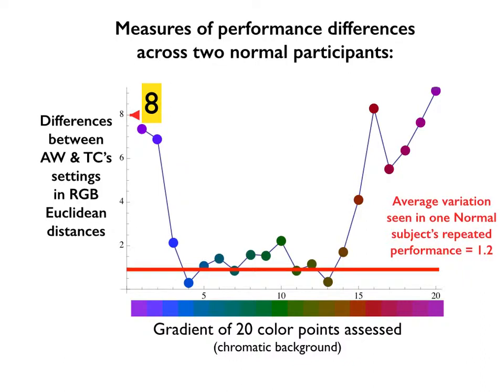That is compared to the average difference that is seen for the same subject repeating the experiment more than 1 time. This average variation in repeated measure performance for a single subject was observed as about 1.2 units of Euclidean distance. This 1.2 units gives us a sort of a baseline of how much variation one would expect to see between an individual running an experiment from one time to another.